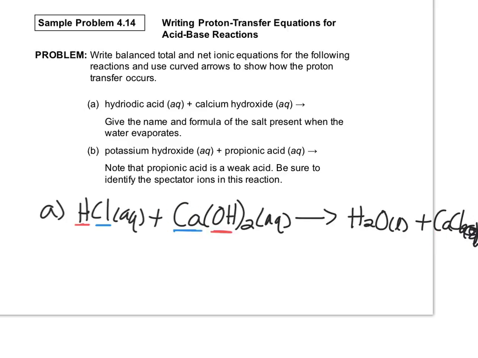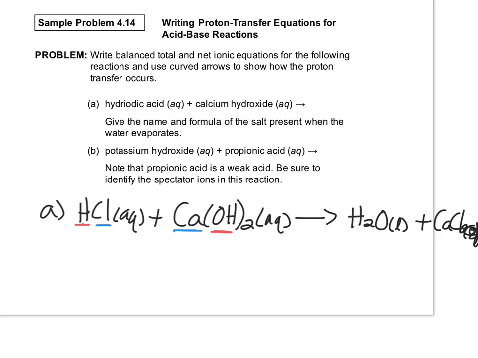How did I know this was aq? If I check my solubility rules, right? Chlorides are soluble. They're all soluble, and there's a few exceptions, but calcium is not one of them. So calcium chloride is, in fact, soluble. It's going to break apart and be soluble in water.